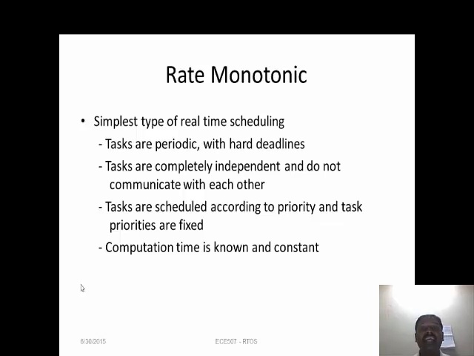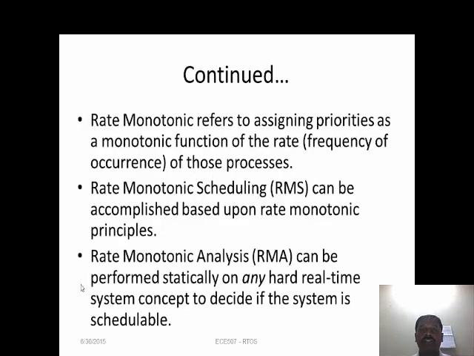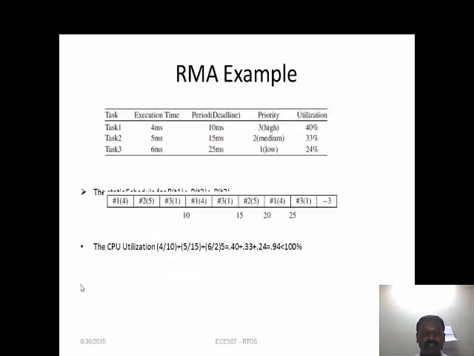Computation time is known a priori before we execute, and it's going to be constant. Also, rate monotonic refers to assigning priorities at a monotonic rate, also simply referred to as the RMS scheduling algorithm here. This rate monotonic scheduling algorithm is static, used in any hard real-time system to decide if the system is schedulable. Okay, let's see this example here.